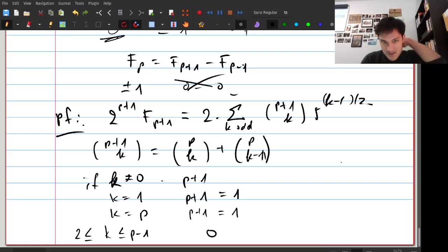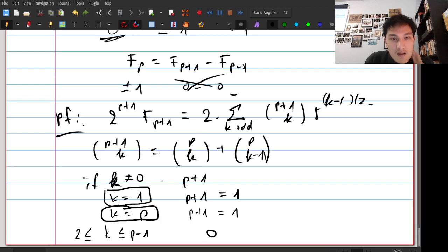Well, the k's that we have to worry about, because we're only worried about odd k, are k equals 1 and k equals p plus 1. If k equals p plus 1, what do we get? We get p plus 1 choose p plus 1, which is 1. But luckily p plus 1 is even, so we don't need to worry about k equals p plus 1. So the only two that we have to worry about are k equals 1 and k equals p.